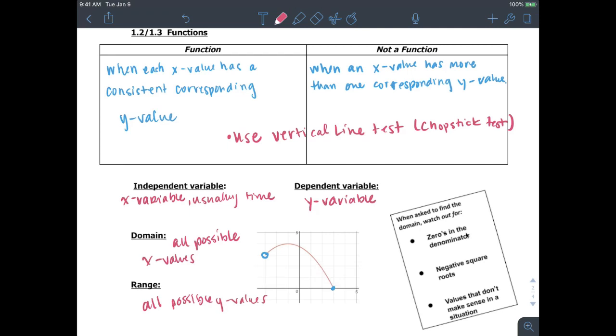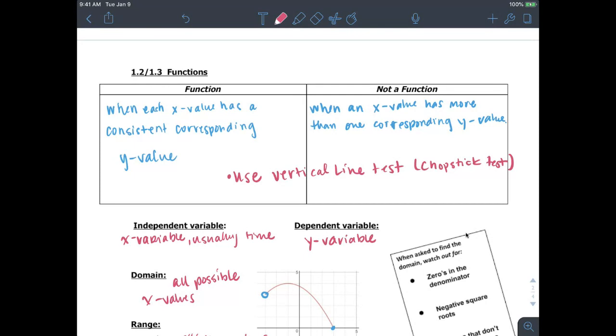Right, so we're going to look at functions, or characteristics of functions to start. So first off, what is a function? It's when we have a unique or consistent corresponding y value for every x value. So we can test this by doing the vertical line test.